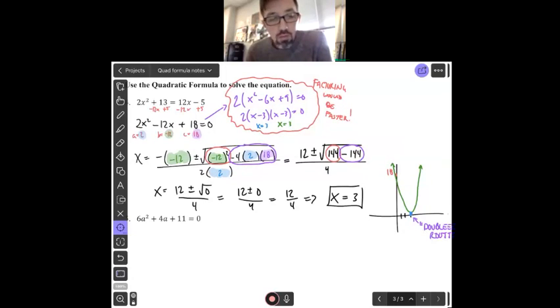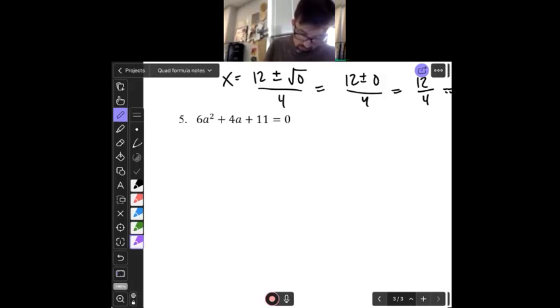Tomorrow we'll just start reviewing factoring, solving with square roots, working with the radical stuff. And again, one side's already equal to 0, so don't need to worry about that part of the step.